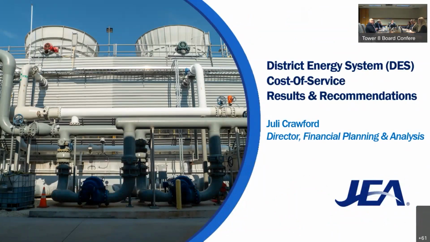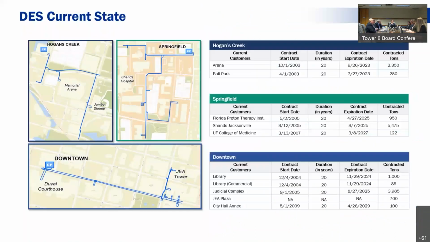All right, and along with the update on the electric rates, we are also providing a chilled water cost of service update. We did provide a chilled water cost of service update at the February F&A meeting, and now we will share the results and our recommendations. JEA currently serves approximately 10 customers from 3 plants: Hogan's Creek, Springfield, and the downtown plant. As you can see from the table, most of these customers have had JEA chilled water for almost 20 years. And Hogan's Creek, both of those contracts are expiring.